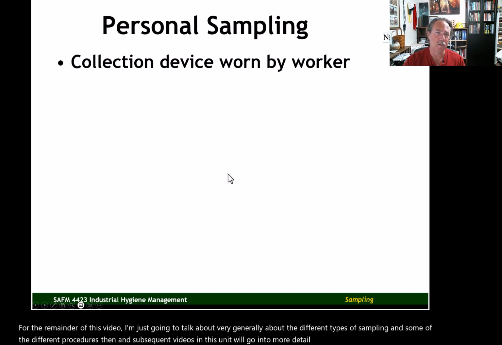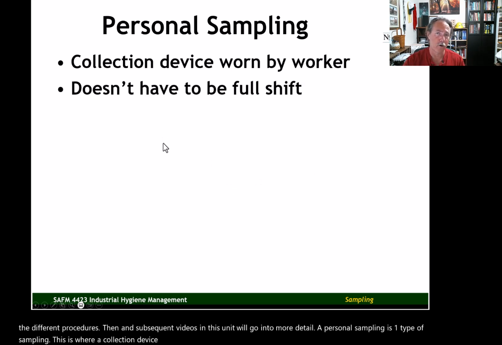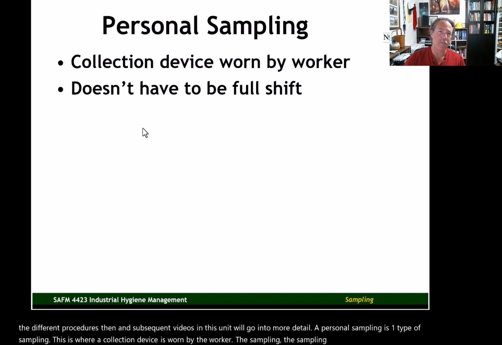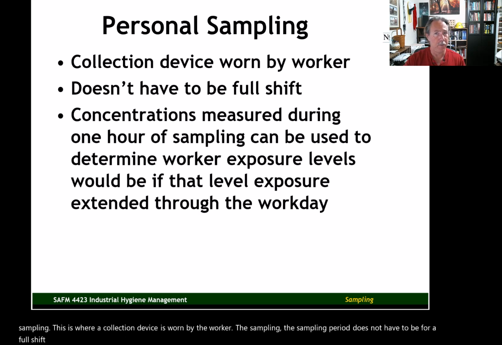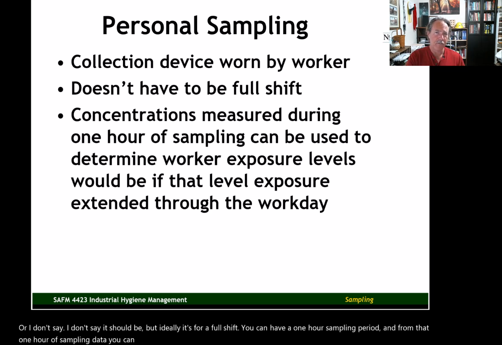Personal sampling is one type of sampling. This is where a collection device is worn by the worker. The sampling period does not have to be for a full shift, but ideally it's for a full shift. You can have a 1 hour sampling period, and from that 1 hour of sampling data, you can extrapolate what their exposure levels would be if they had that same exposure throughout the workday.